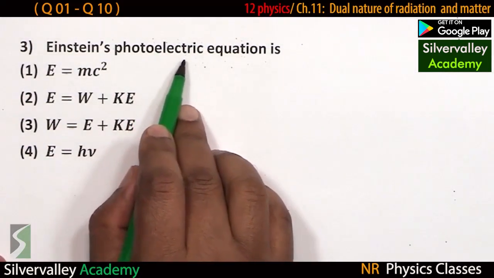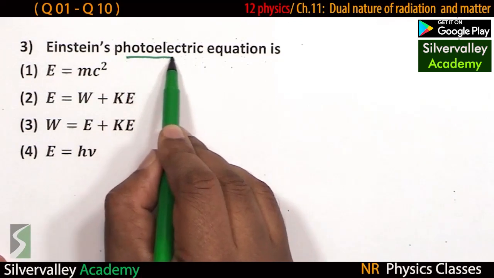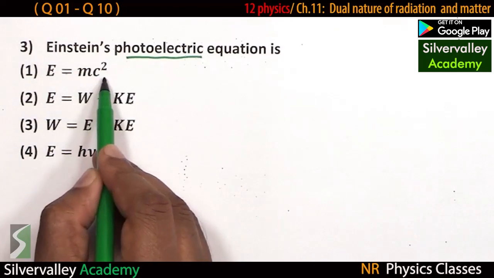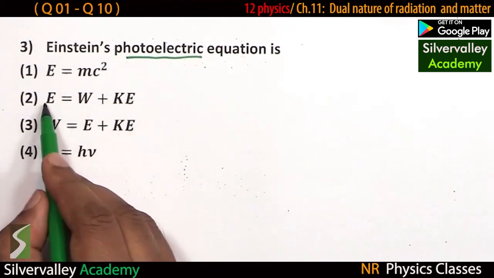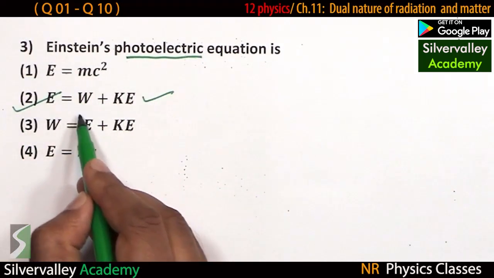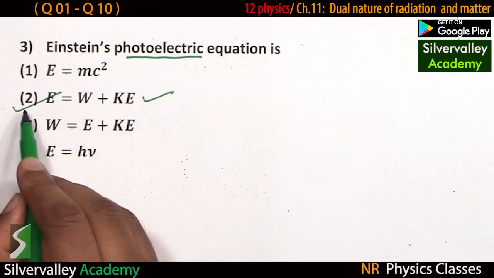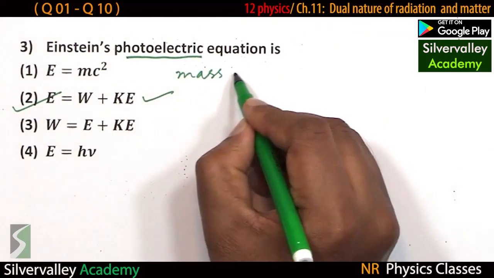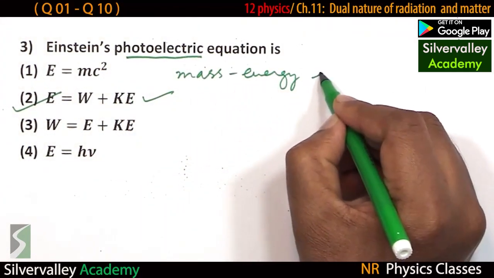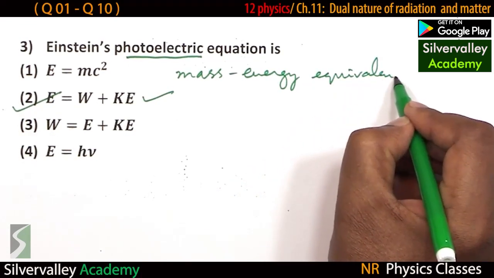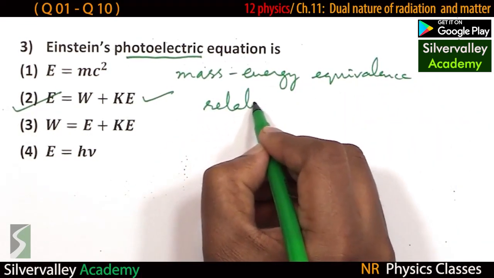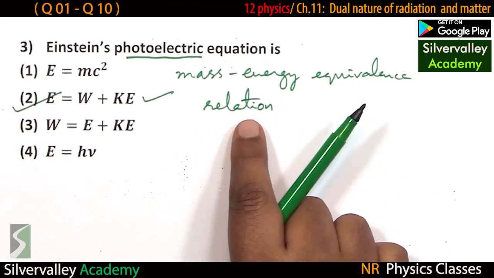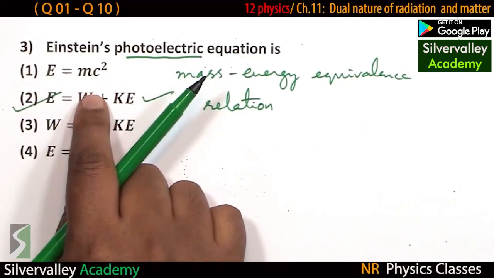Einstein's photoelectric equation, it is photoelectric. So common mistake is E equal to mc square. This is also from Einstein but not photoelectric. So E equal to work function plus kinetic energy. Second option. This is Einstein's mass energy equivalence relation. This you will learn in the chapter nuclei. Okay. E equal to mc square.